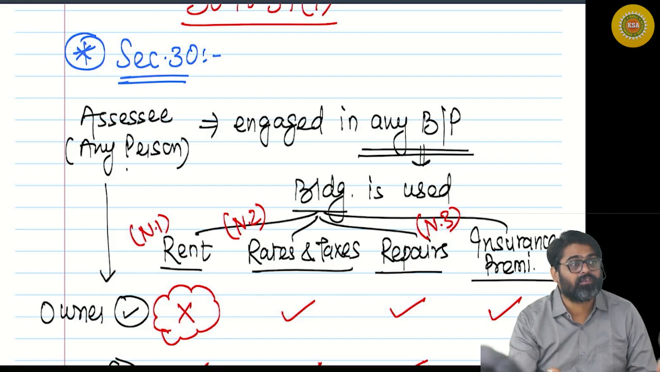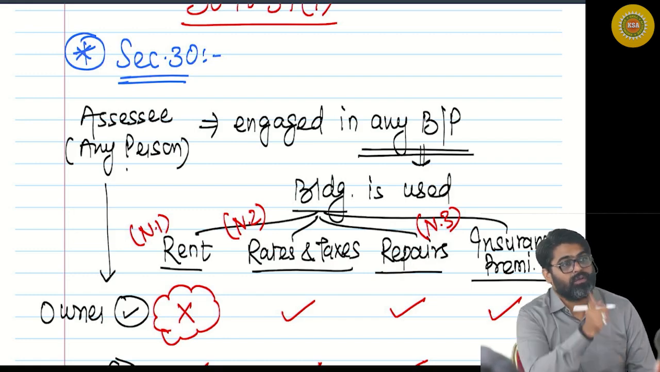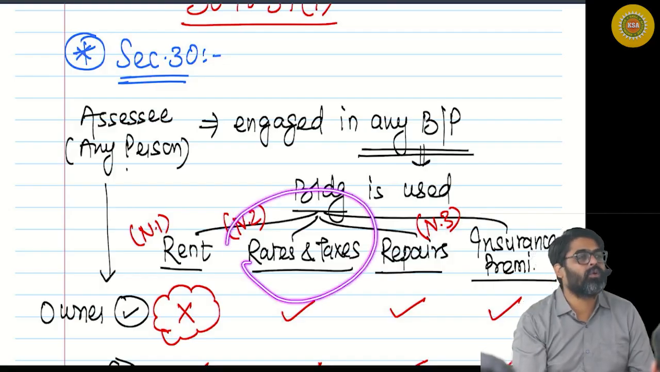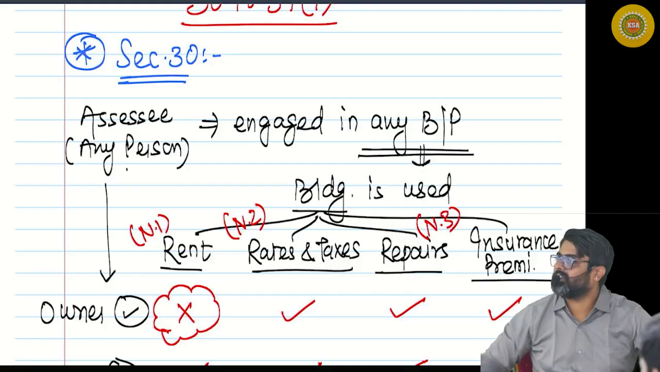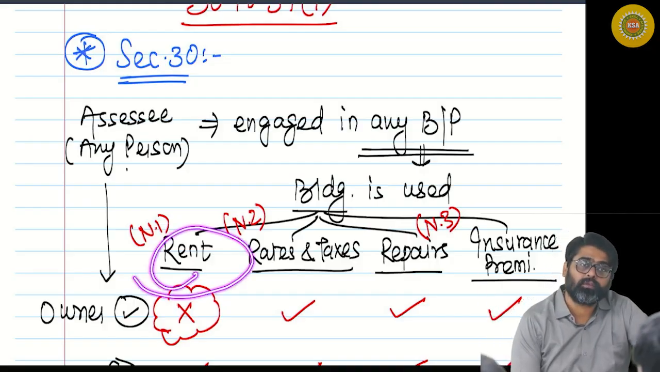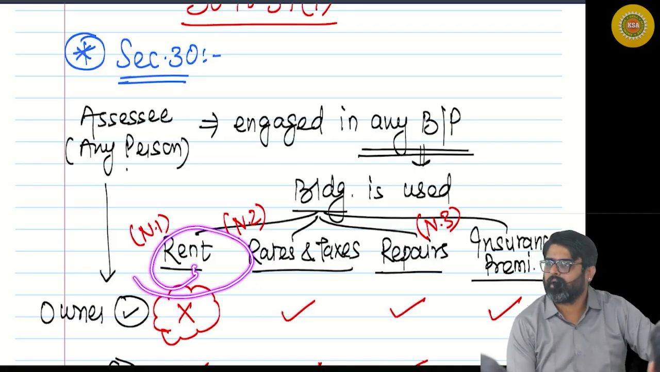Duties, cess payable to the government under any law. So taxes, duties, cess payable will also include rates and taxes of the building which you are going to claim under section 30. Yes or no? Rent you will take on what basis? Mercantile basis. If you are following mercantile basis, take it on mercantile basis.